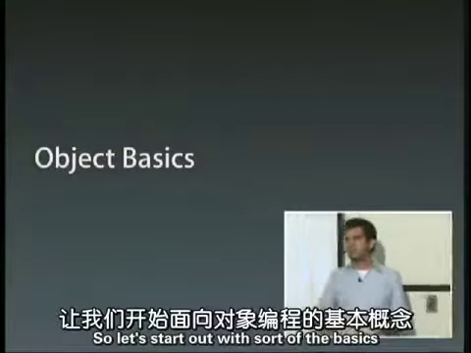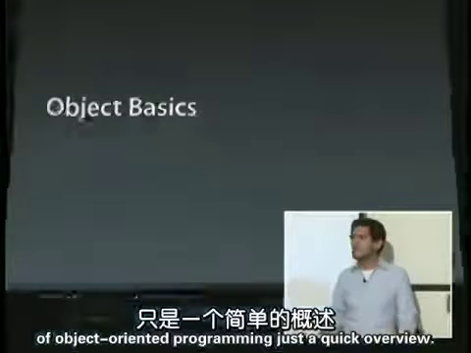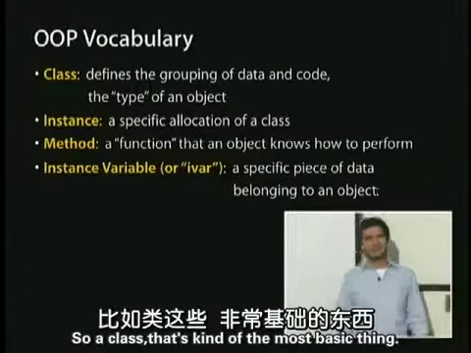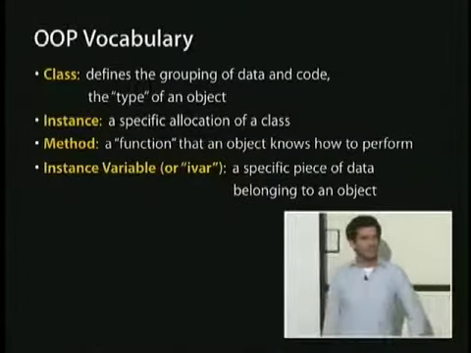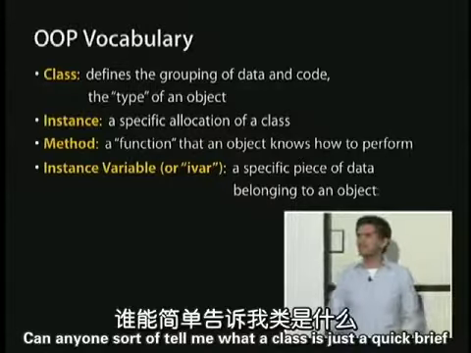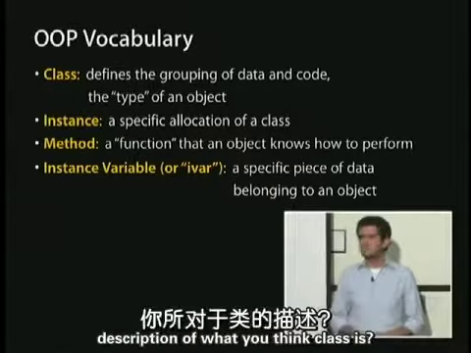So let's start out with the basics of object-oriented programming, just a quick overview. So a class, that's kind of the most basic thing. Can anyone tell me what a class is? Just a quick, brief description of what you think a class is?